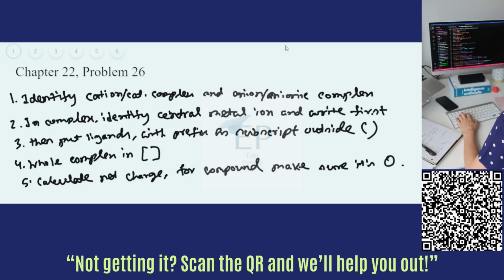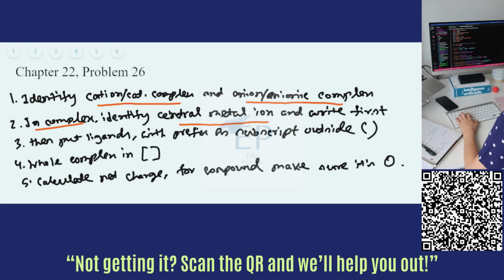To write down the formula for coordination complexes, we need to follow these steps. First, we need to identify the cation or cationic complex and the anion or anionic complex. Then we have to put the cationic complex first and then the anionic complex. And inside the complex, we need to identify the central metal ion first, and we'll have to start with it.